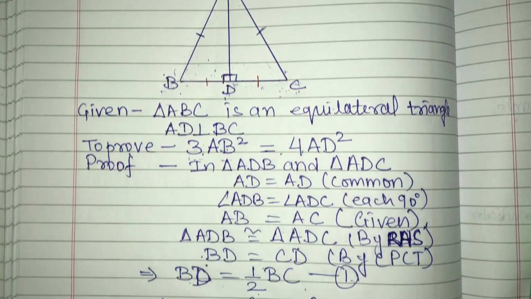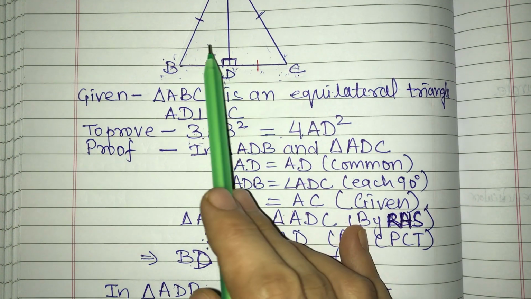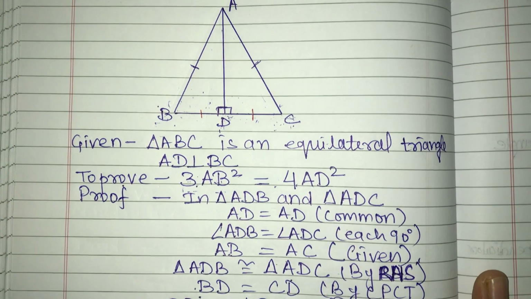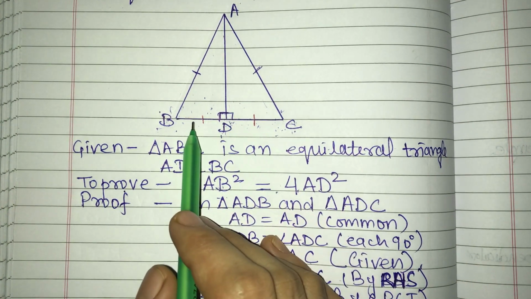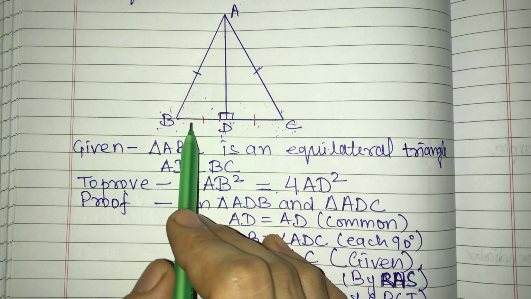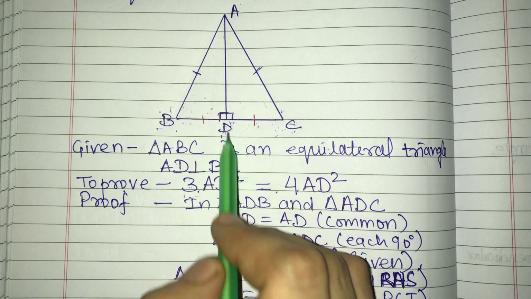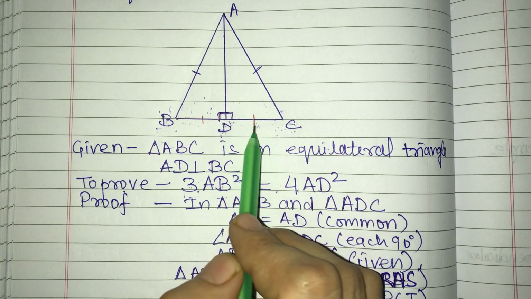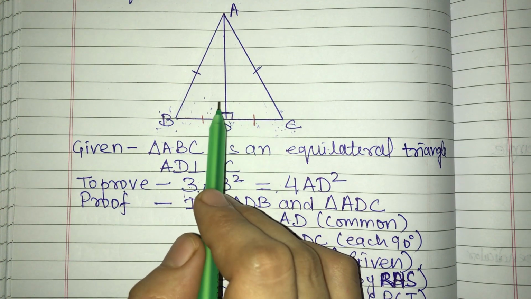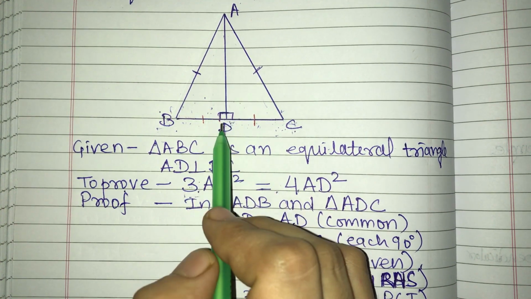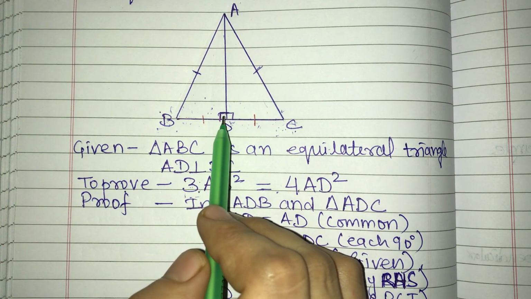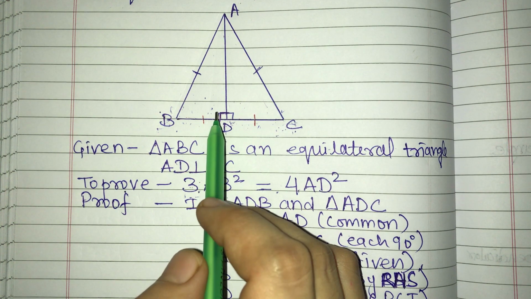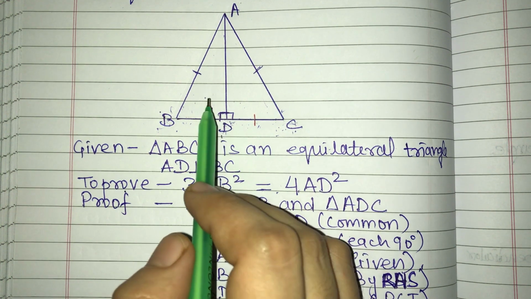Now, for proving this, I am first proving that this AD is the perpendicular bisector of BC. This is an equilateral triangle, and in an equilateral triangle, the altitude, median and perpendicular bisector are all the same, and I am just going to prove this thing.